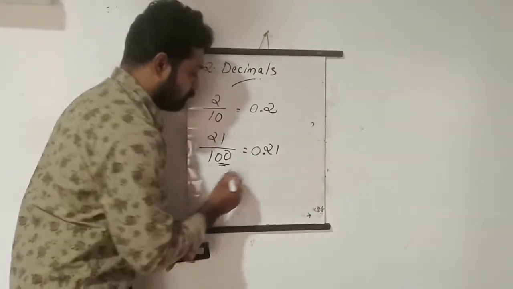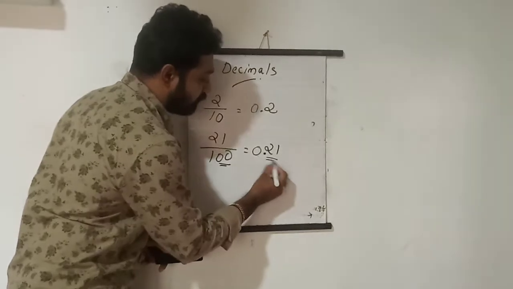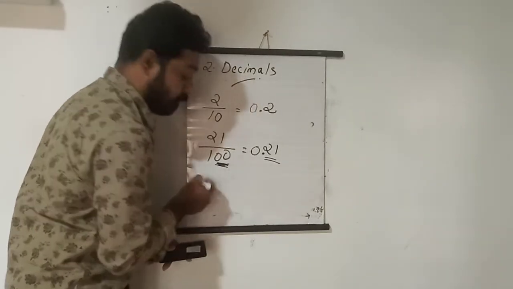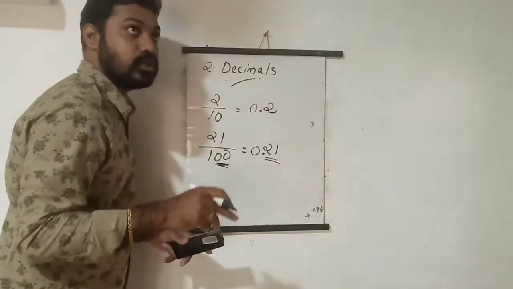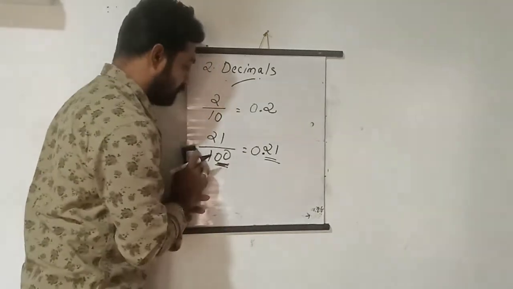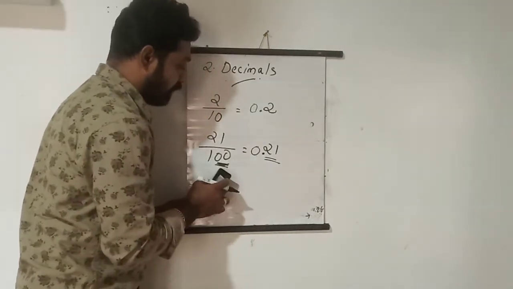Okay. So just take, after the point, how many digits are there? 2 digits. How many zeros are there in the denominator? 2 zeros. Okay. So that is the thing. That is 21 by 100. We can write this there.